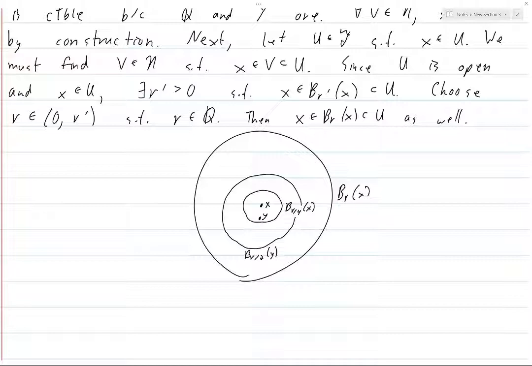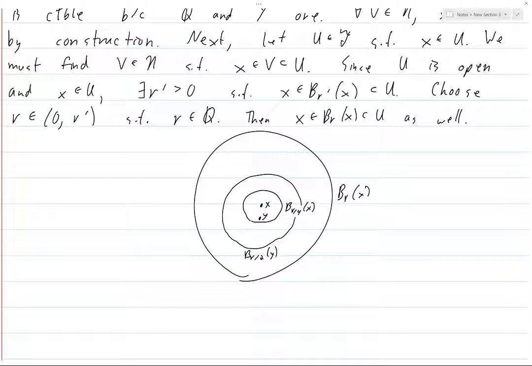This is an element of fancy N which we are looking for, and so that will confirm the last thing that we need to prove to confirm that N is a neighborhood base for the topology at x. Okay, so anyways, now that I've drawn this picture and babbled a bunch, let's actually prove some things about this.